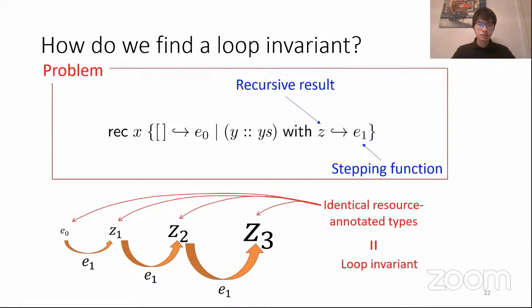Note that all of E0 and Z's must have the same type. It is because the type of the primitive recursion should be valid regardless of the length of input list X. Therefore, in a sense, the type of primitive recursion is a loop invariant. To prove that inherently polynomial time implies typability of ARA, we need to show that primitive recursion is always typable. In other words, we need to show that a loop invariant always exists under the assumption of inherently polynomial time.